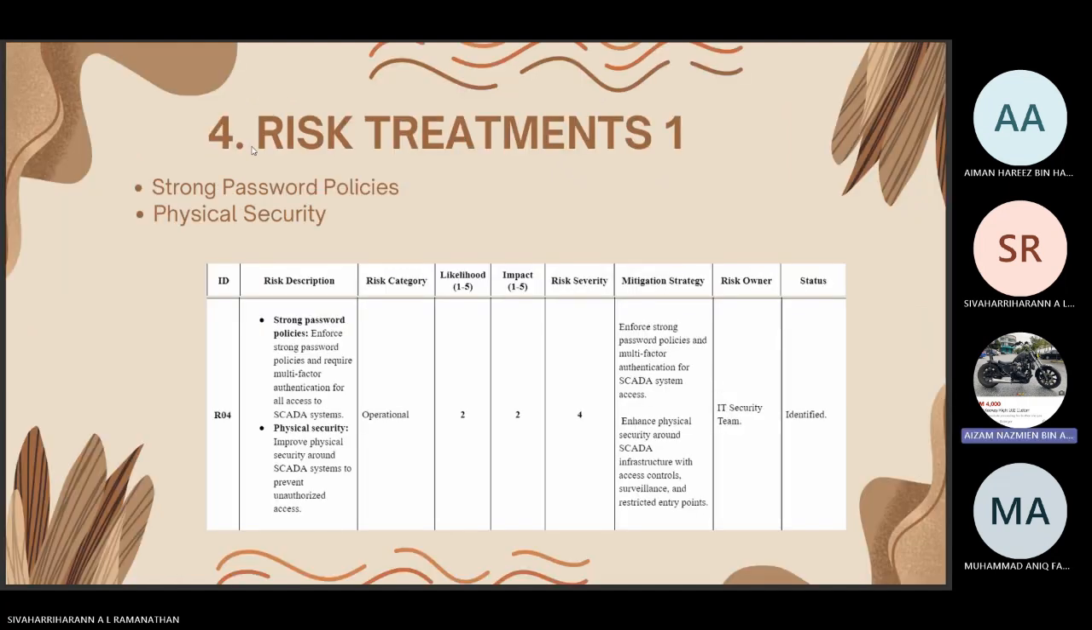Next, we have risk treatments. The risk register identifies a personnel risk, R04, related to enforcing strong password policies and improving physical security around SCADA systems. The likelihood and impact of these risks are both assessed at 2, resulting in a severity score of 4. Mitigation measures include enforcing strong password policies, implementing multi-factor authentication for SCADA access, and enhancing physical security with access controls, surveillance, and restricted entry points. The IT security team is responsible for addressing this risk, which is currently identified.